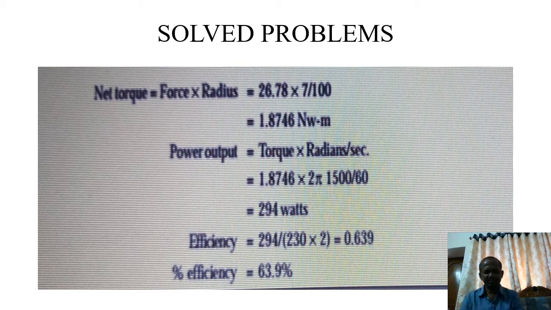Now you can calculate the torque, which is equal to force into radius. The net force applied on the pulley is 26.78, and the radius is given as 7 centimeters, converted into meters, 7 by 100. So torque is 1.8746 Newton meters. Now calculate the output power.